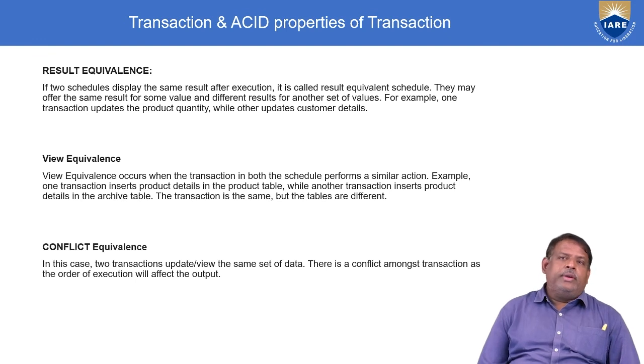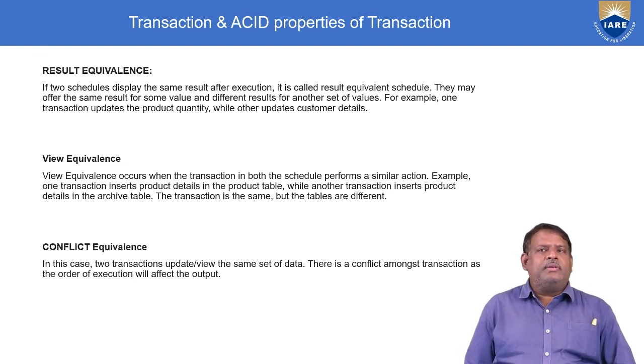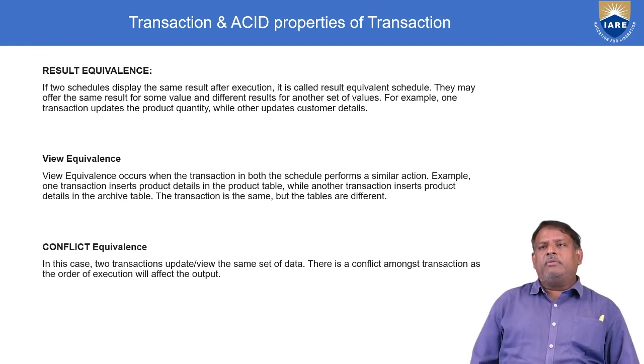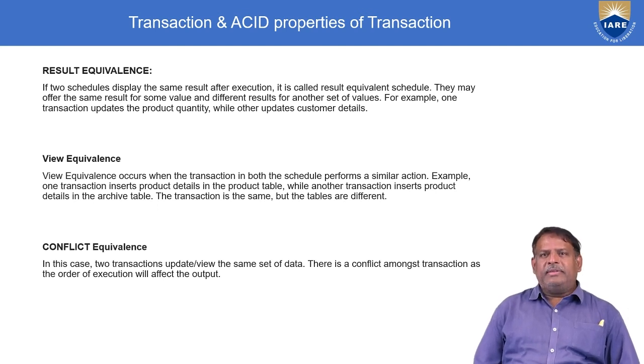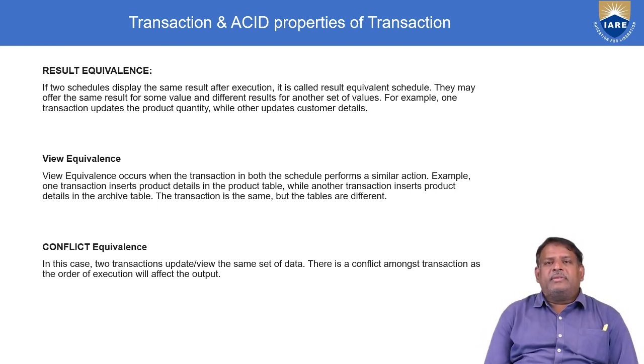Now, what is view equivalence? View equivalence occurs when the transactions in both the schedules perform a similar action. For example, one transaction inserts product details in the product table, while the other transaction inserts product details in the archive table. The transaction is the same, but the tables are different. Then the conflict equivalence. In this case, the two transactions view the same set of data. There is a conflict among transactions as the order of execution will affect the output.